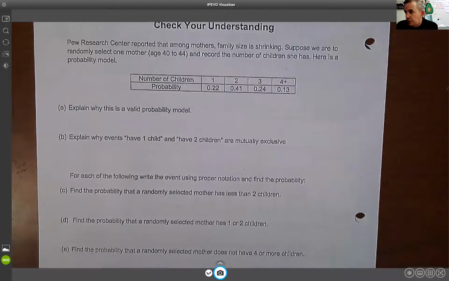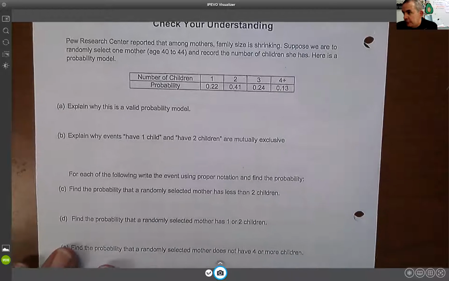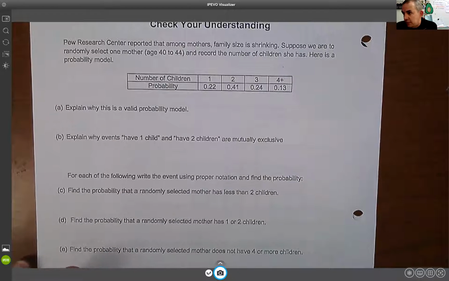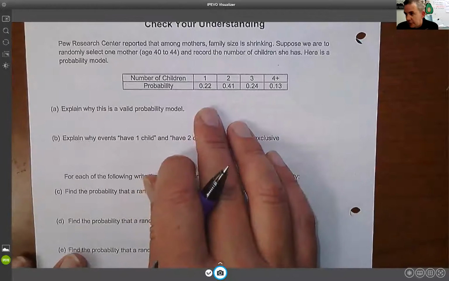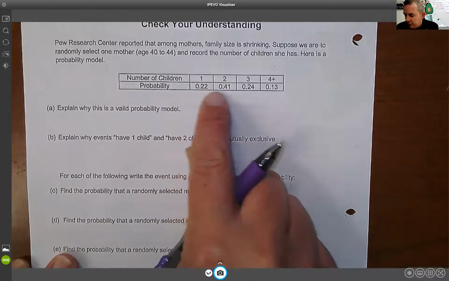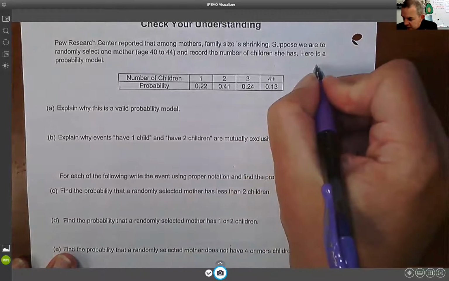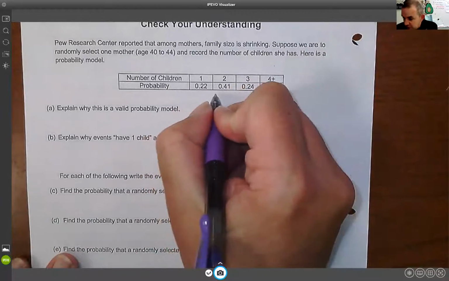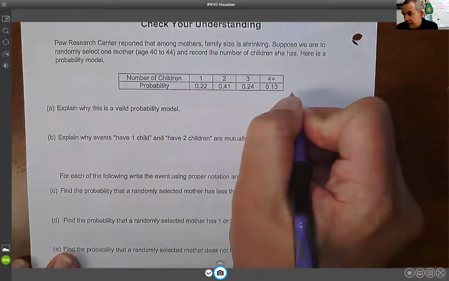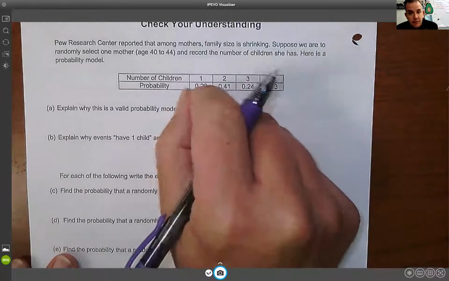Pew Research reported that among mothers, family size is shrinking. Suppose we were to randomly select one mother, age 40 to 44, and record the number of children she has. Here's a probability model. First thing, every one of these values should be between 0 and 1. They all are between 0 and 1. So that's the first check.